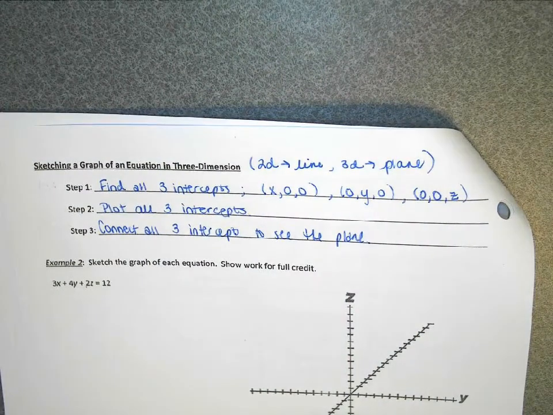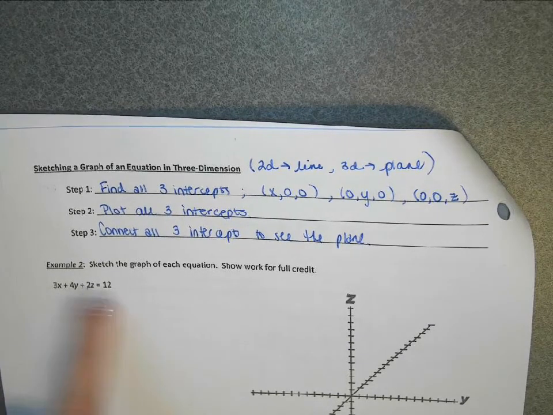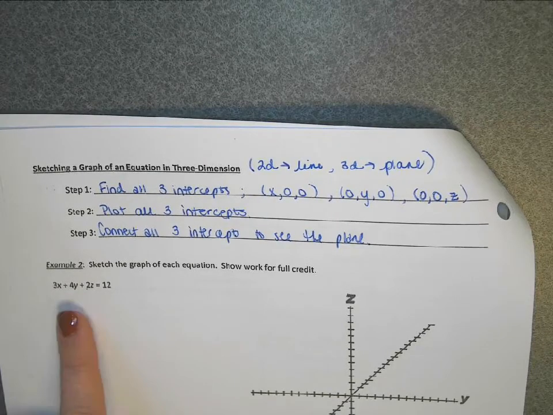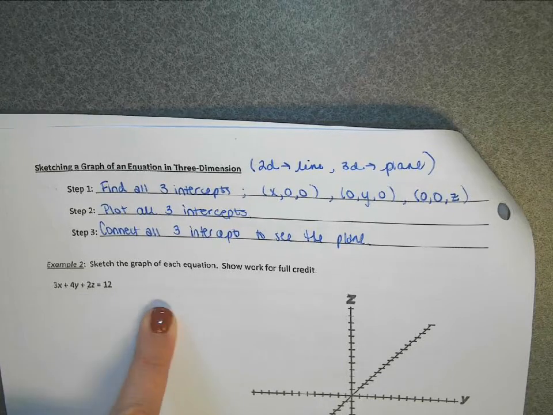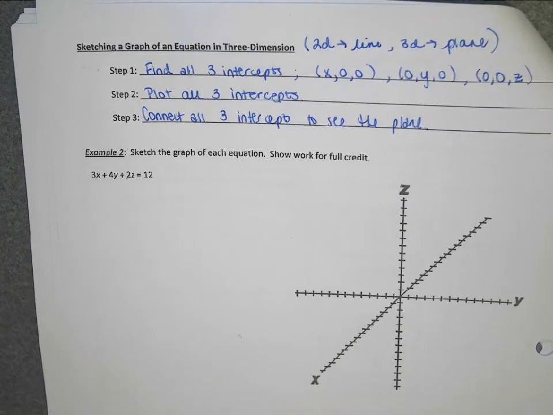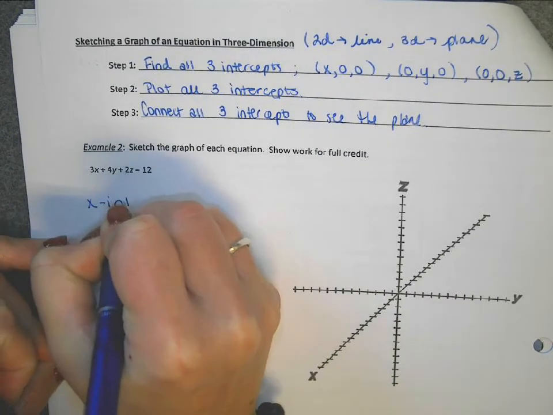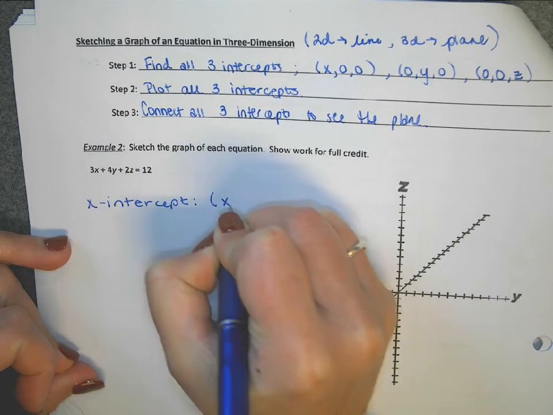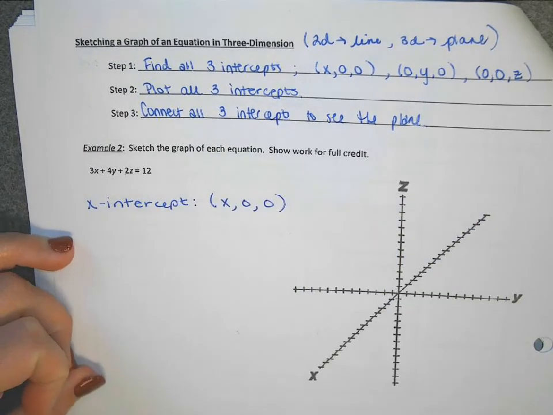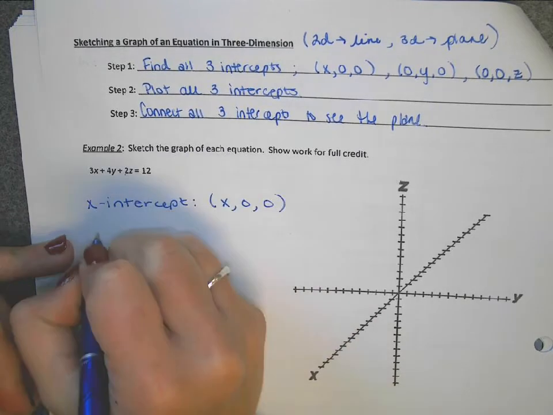So we're going to try this. We have an equation here. Okay, most of the time when we're given equations, a lot of times they're in standard form. Something x plus something y plus something z equals a number. Okay, so our x-intercept, we're going to find that one first. The x-intercept is written as x, 0, 0. So what I'm going to do is I have to fill in the zeros and find x.